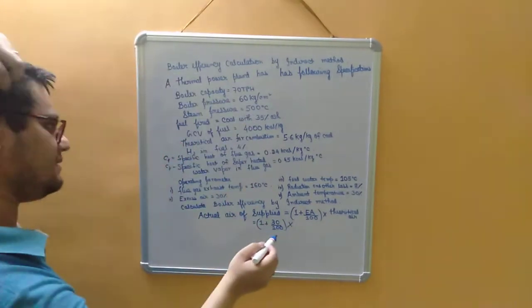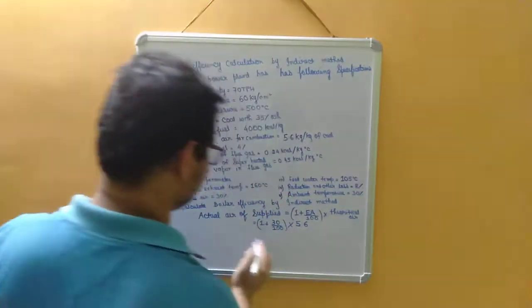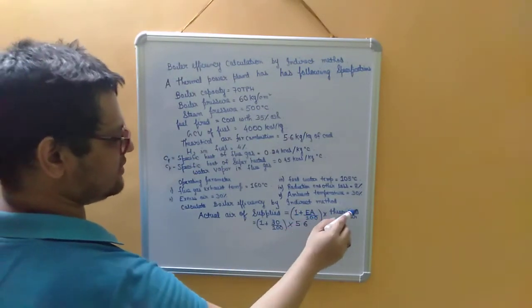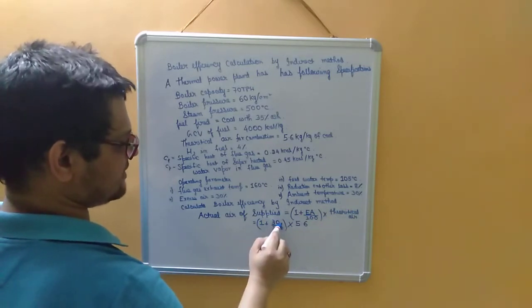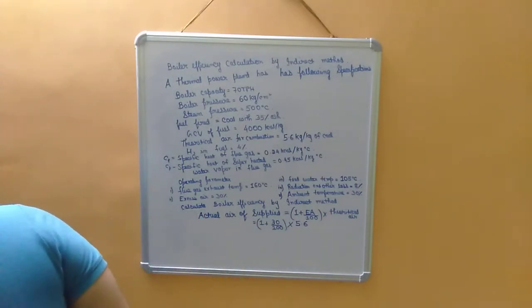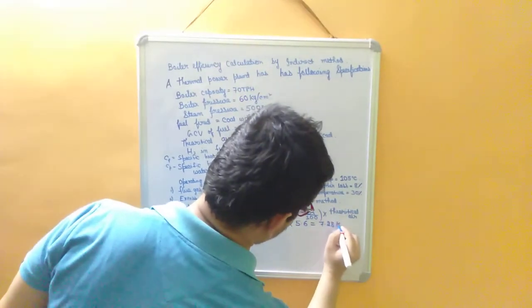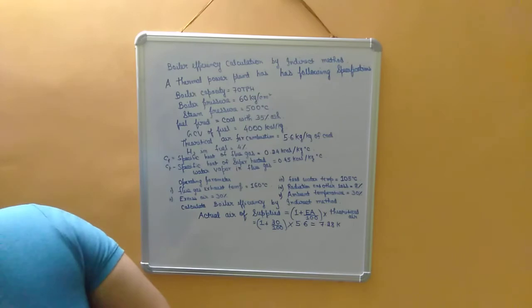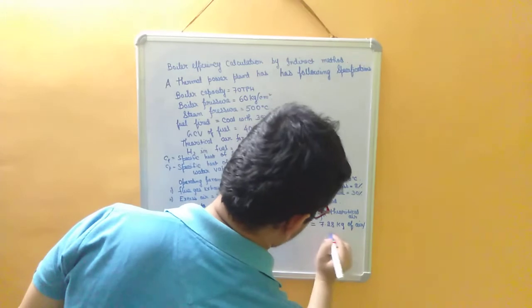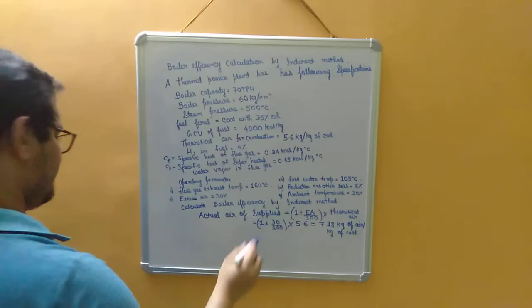What is the theoretical air? Theoretical air is 5.6. So we input this value. Actual air supplied is 1 plus excess air by 100, into theoretical air. Excess air is 30 by 100, and theoretical air is 5.6. Once we calculate, we get 7.28 kg of air per kg of coal. This way we calculate the actual air supply.